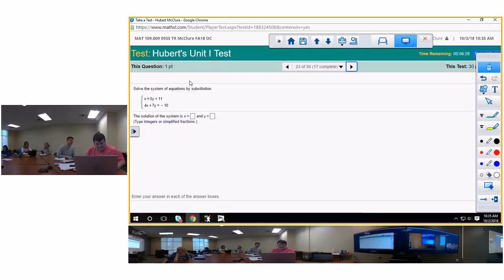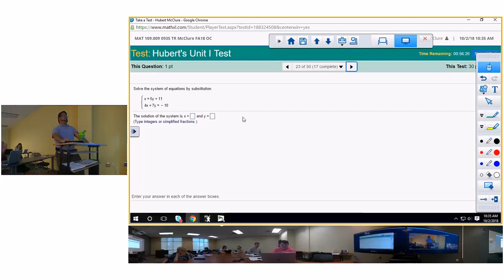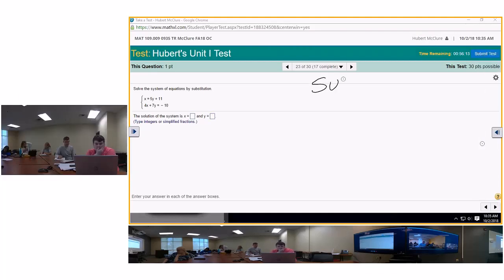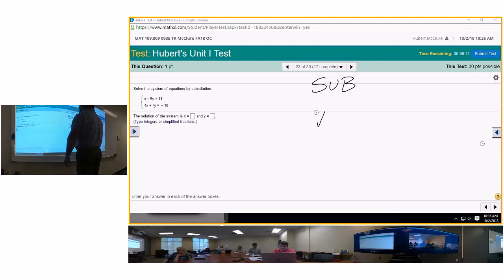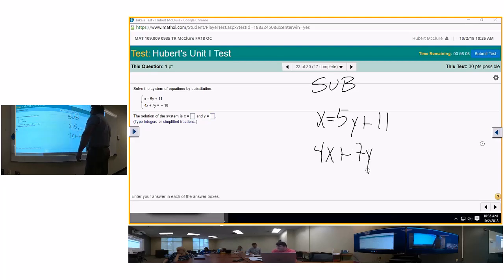Solve by substitution. This one gives you substitution. I forgot to write down that other one. I'll go back in a second. Let's write this one down for you. Just put substitution at the top. And x is equal to 5y plus 11. And 4x plus 7y is equal to negative 10. Okay?